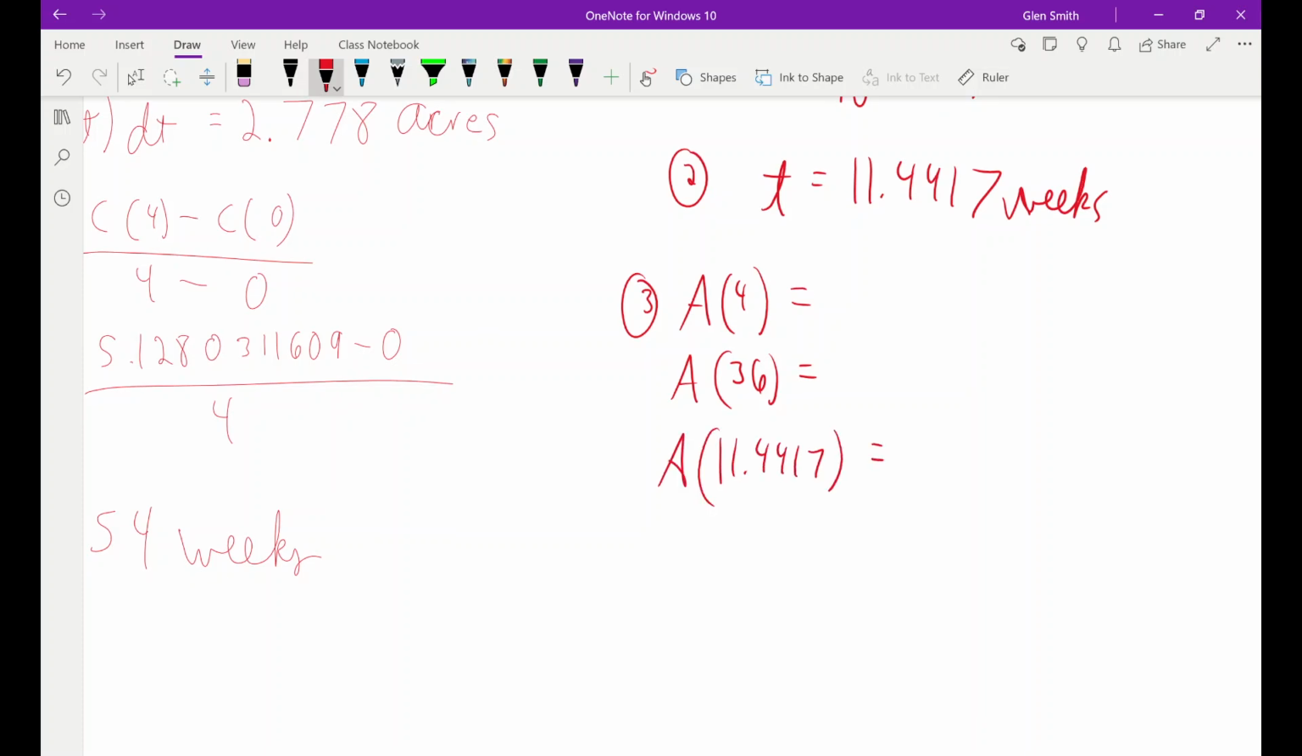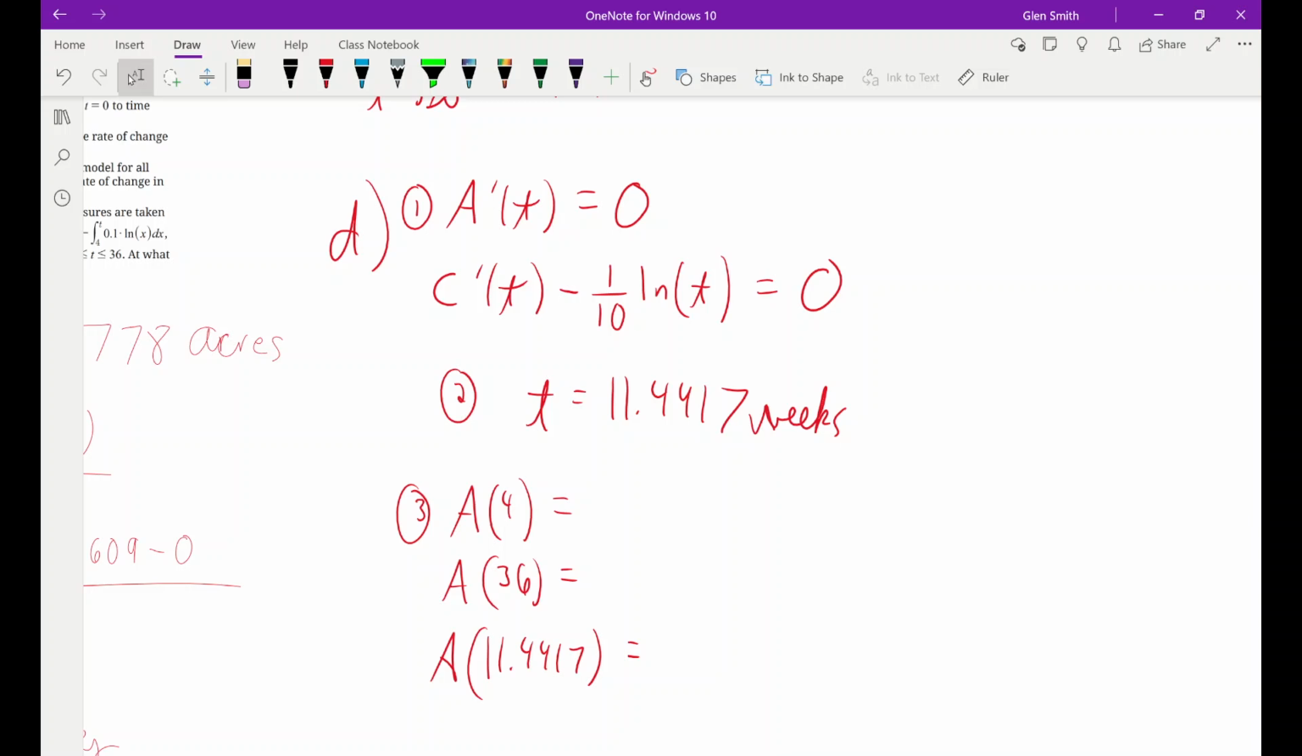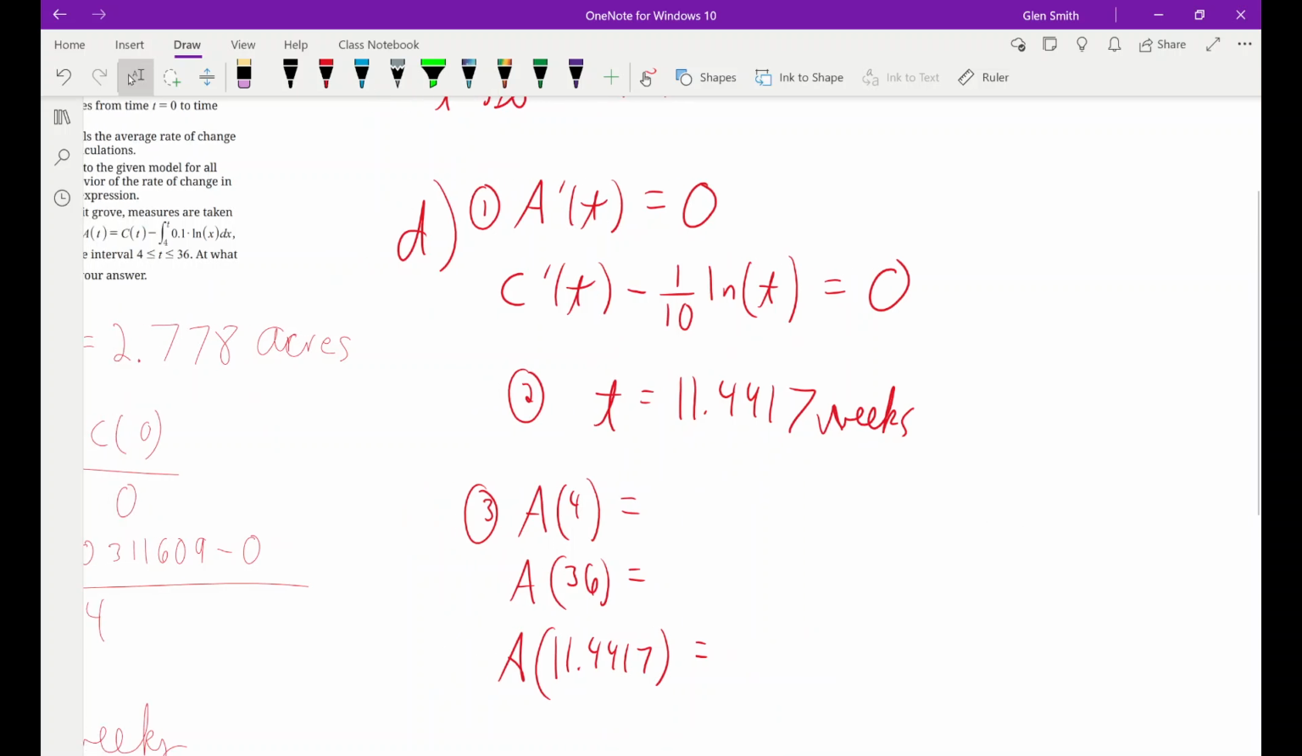11.4417. And whichever one of these is the biggest is going to be the maximum value. Okay, and what I'm doing is showing that I know the only possible place a max can happen is at an endpoint or at a critical value.